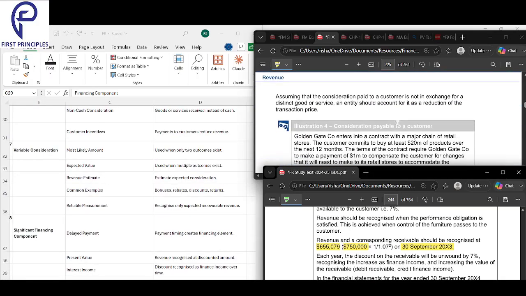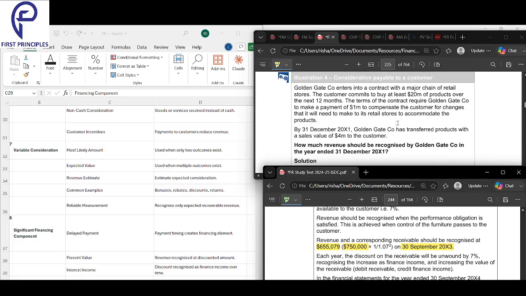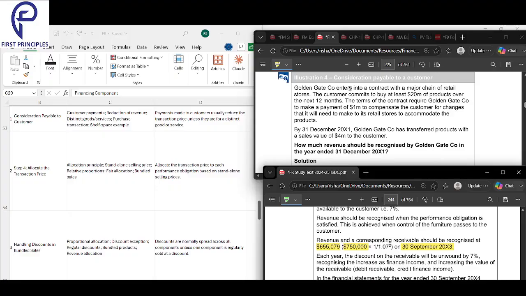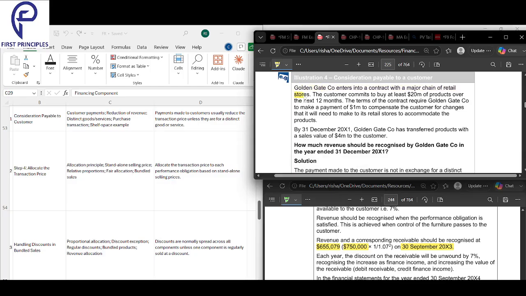Okay. TYU1 is done. We look into another illustration here. Consideration payable to customer. This is where we finished yesterday's session. Golden Gate enters into a contract with a major chain of retail stores. So the supplier is Golden Gate. One party is Golden Gate. One party is a major chain of retail stores.